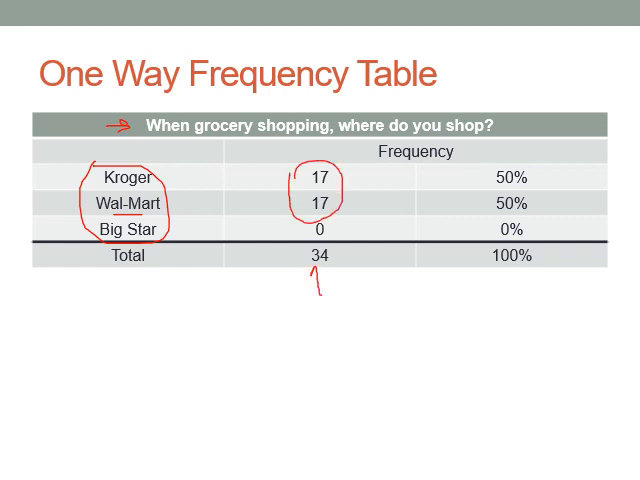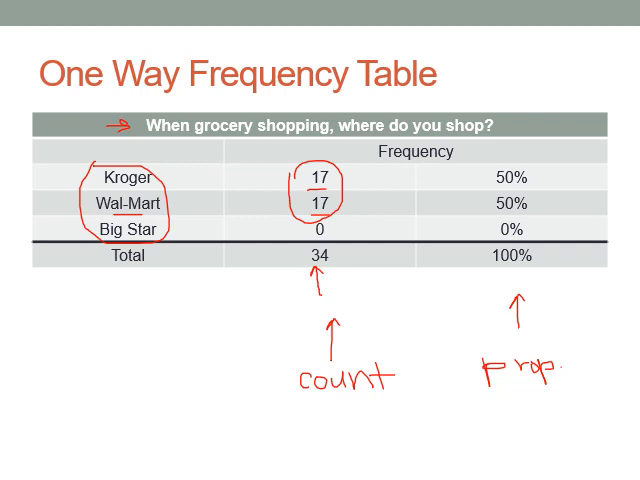All right, so 34 people answered the survey. 17 people indicated they shop at Kroger most frequently. 17 people indicated they shop at Walmart most frequently. And in these one-way frequency tables, you will often see 2 columns, one column with count information and one column with proportion information.